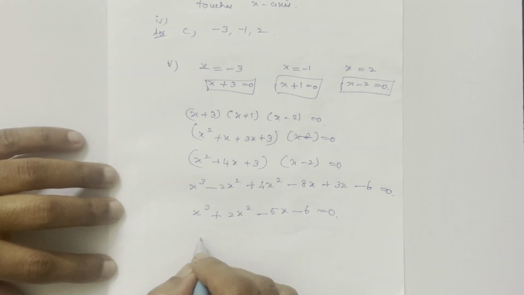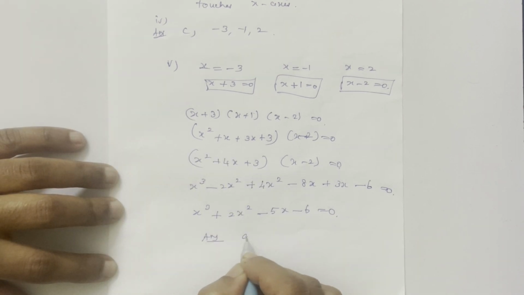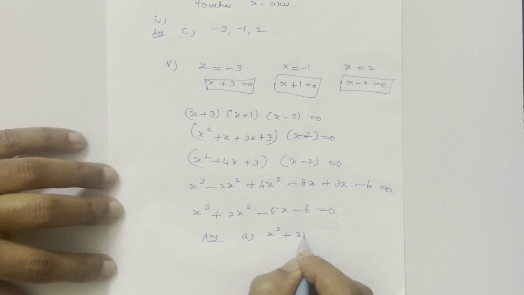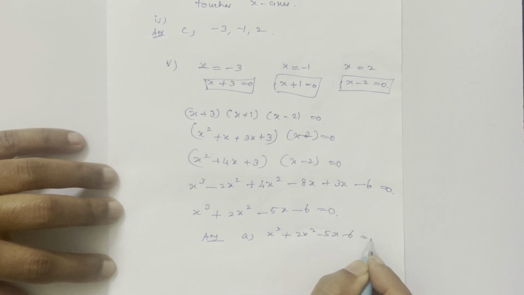This answer corresponds to option A. So answer A. X cube plus 2x square minus 5x minus 6 equal to 0.